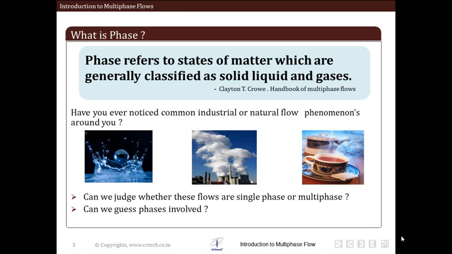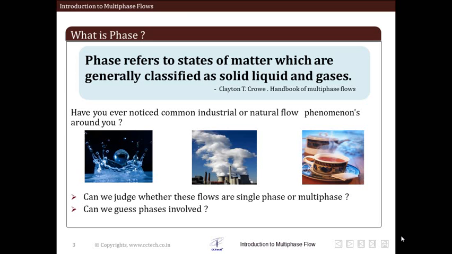If we look around us, either in environment or in industry, we can see many types of flows, naturally occurring or industrial phenomenon. Have you noticed any such industrial or natural flow phenomenon around you? Some of the pictures are shown here, like a droplet or a gaseous plume out of a chimney or cooling tower, the vapors rising out of a cup of tea.